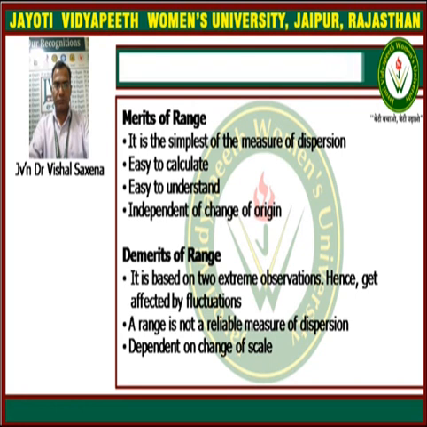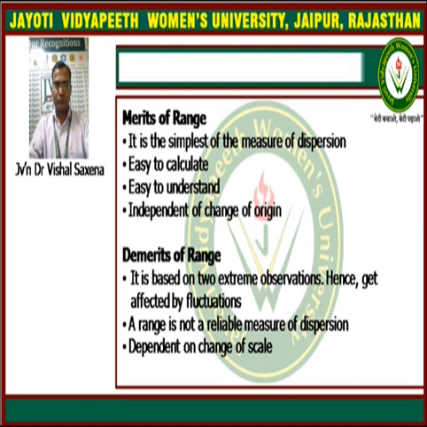Now we take the demerits of range. First, it is based on two extreme observations, hence it gets affected by fluctuations. We know that it is calculated by the maximum and the minimum data, so it depends on only two extreme observations. So definitely it is affected by fluctuations in the data set.